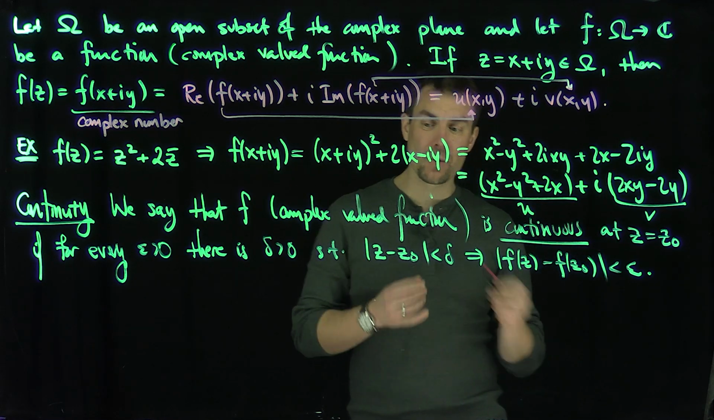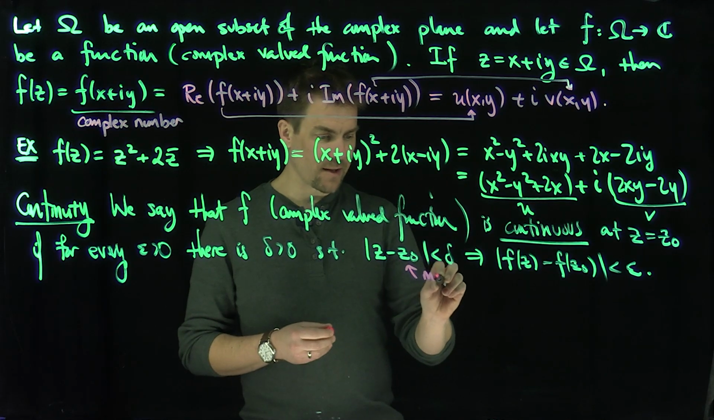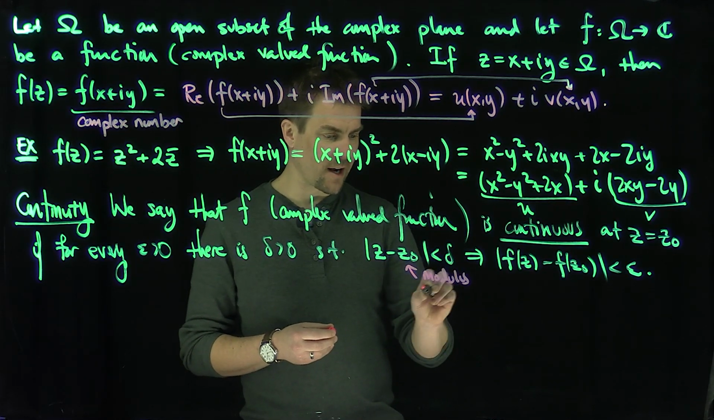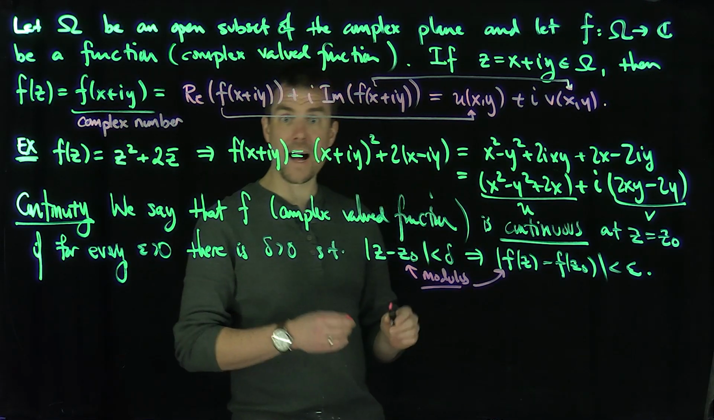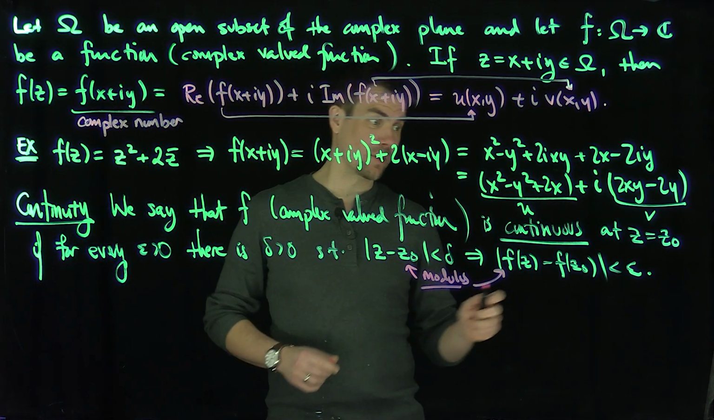It's the same definition. What's the only difference here? These are not absolute values. These are moduli, right? That's a modulus. So it's a two-dimensional thing, right? They're not absolute values, they're moduli. So these things are two-dimensional limits.